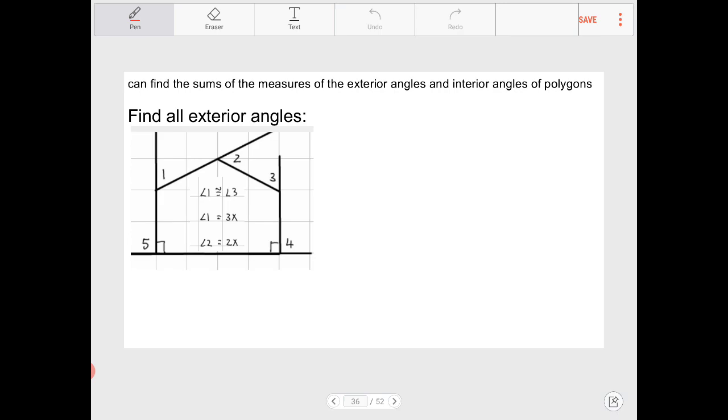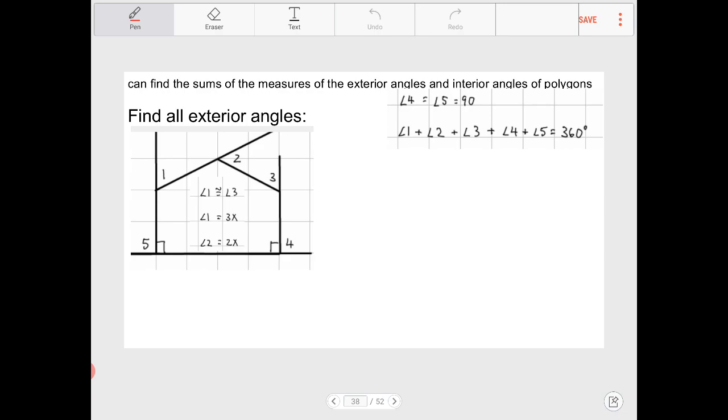So hopefully you had some time to think about this. Recognizing angle 1 and 3 are the same, that means these are going to be 3x and 3x. Angle 2 is going to equal 2x. And then angle 4 and angle 5 are both 90 apiece because they are linear pairs with the adjacent angle, which is also a 90-degree angle. So having this understanding, I can add up angles 1, 2, 3, 4, and 5, and understand that the sum of all the exterior angles must be 360.